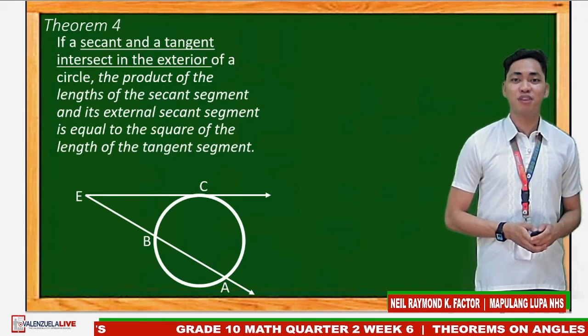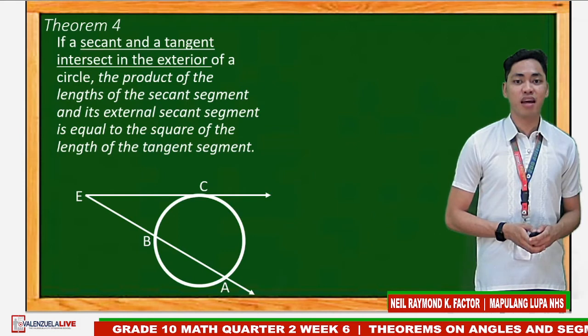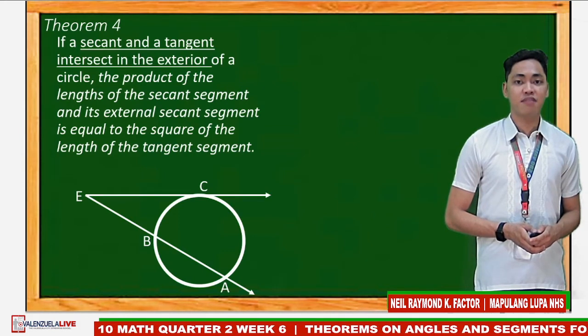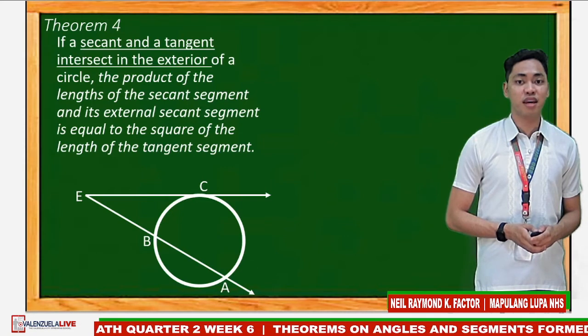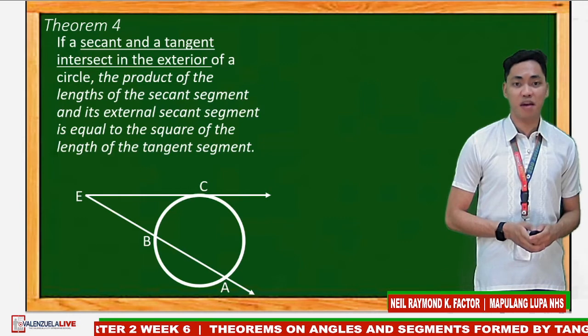Let's proceed to theorem number 4. If a secant and a tangent intersect in the exterior of a circle, then the product of the lengths of the secant segment and its external secant segment is equal to the square of the length of the tangent segment.